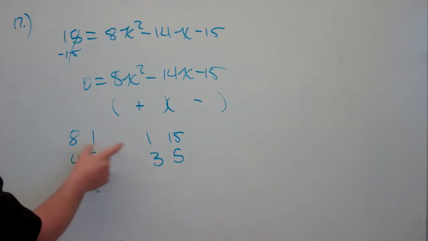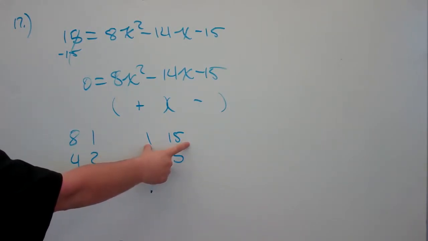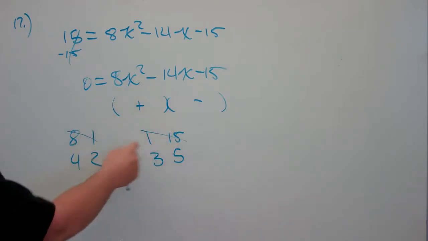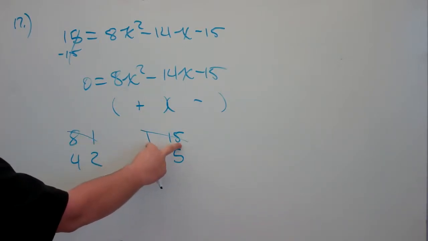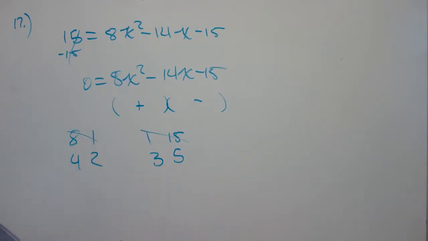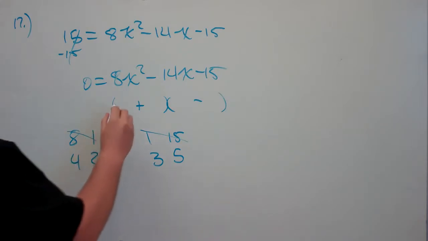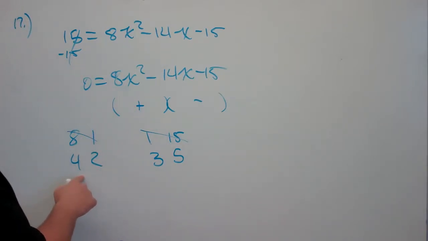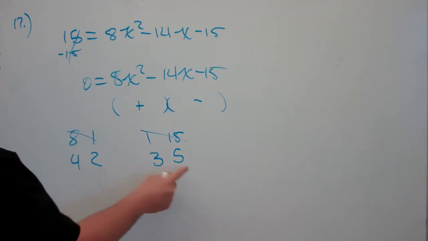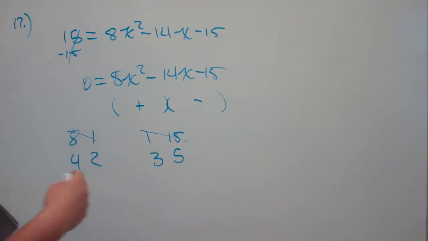So if we did the 8 and 1 and the 1 and 15, that's obviously not going to work, because there's no way to do 8 and 15 and get a 14. So it's obviously going to have to be these two in some relation. Right? So 4 times 3 is 12, this is 10, that doesn't work. But 20 and 6 do work. And we're going to write this in such a way that the 20 is the negative number.